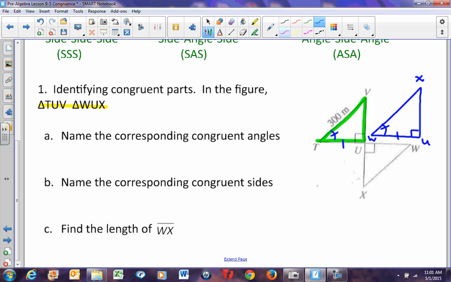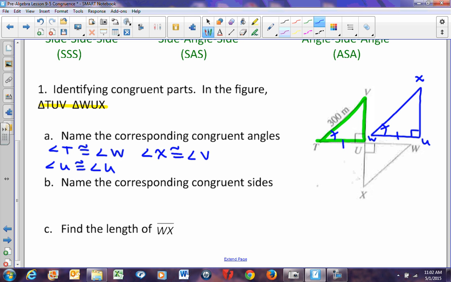So now that I have them facing the right directions, I know that angle T is congruent to angle W. I also know that angle U is congruent to angle U, because they share that same angle in both figures. And I know that angle X is congruent to angle V.